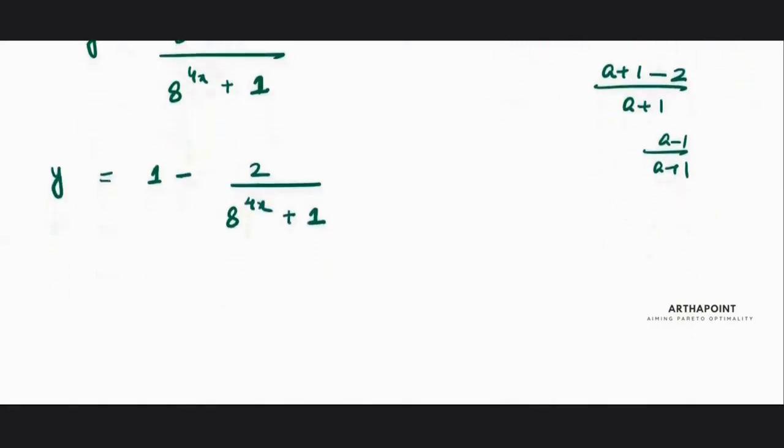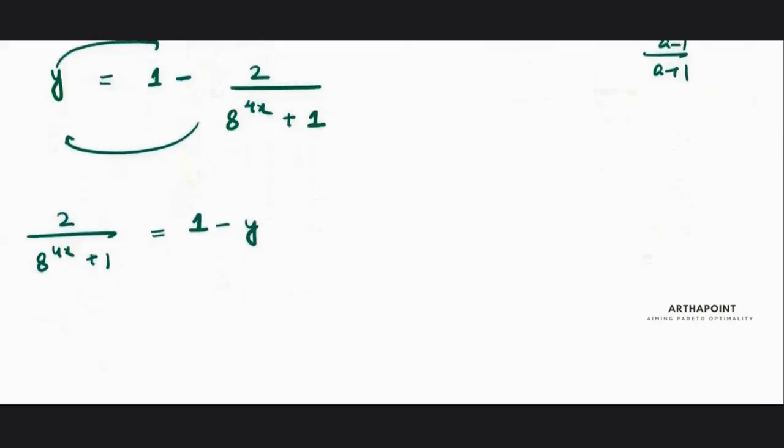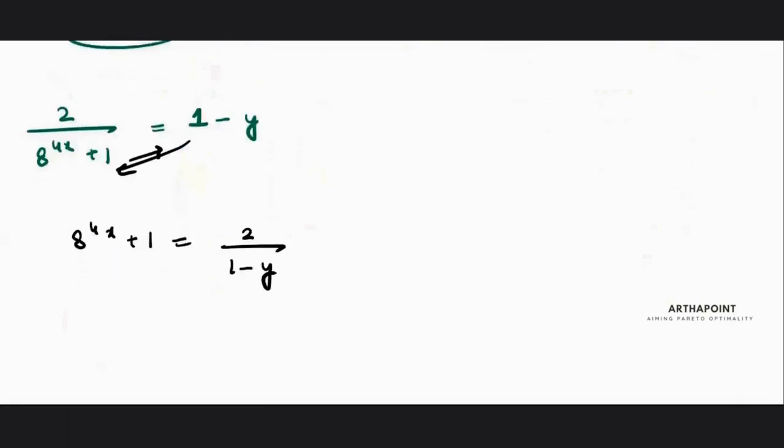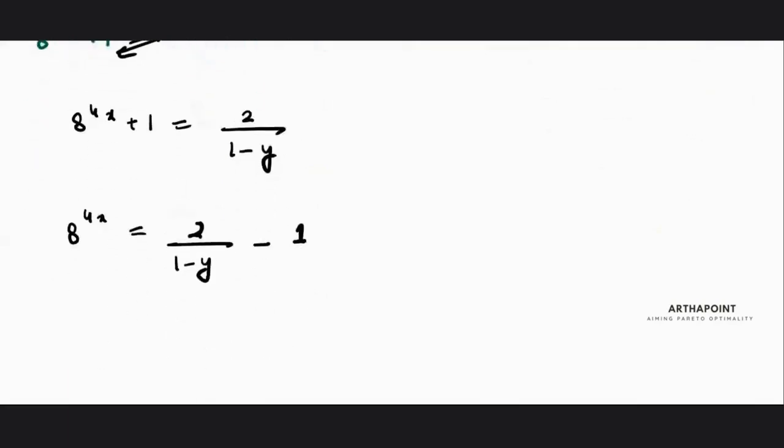Now it's simple. I just have to keep solving. So I'll bring this here and this here. So I will have 2 upon 8^(4x) plus 1 is equal to 1 minus y. So I will have 8^(4x) plus 1 — I'll bring this here and this here — will be 2 upon 1 minus y. So I will have 8^(4x) is equal to 2 upon 1 minus y minus 1. So I will have 8^(4x) is equal to (2 minus (1 minus y)) upon 1 minus y.